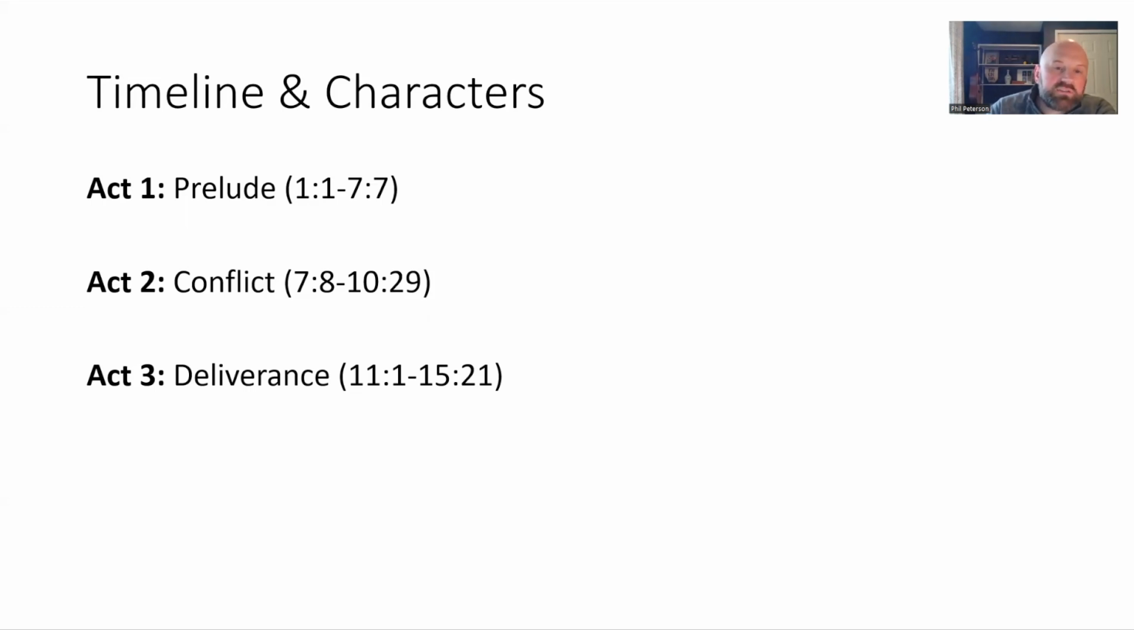And then Act 2 is really the conflict in the story. And that's really this rising conflict of the plagues sent by God through Moses against Pharaoh. So again, those are kind of the characters that we're looking at. And then the third act is deliverance.